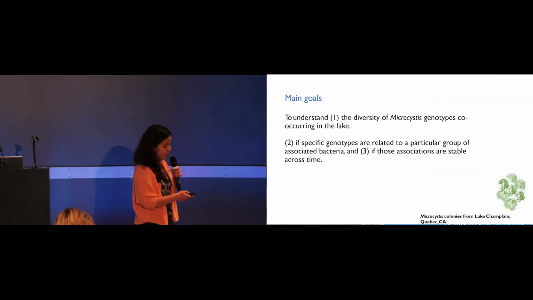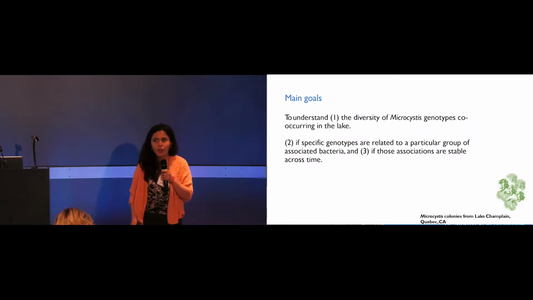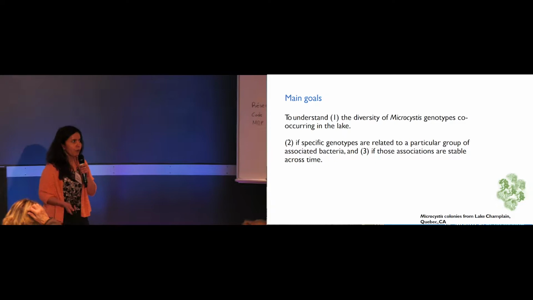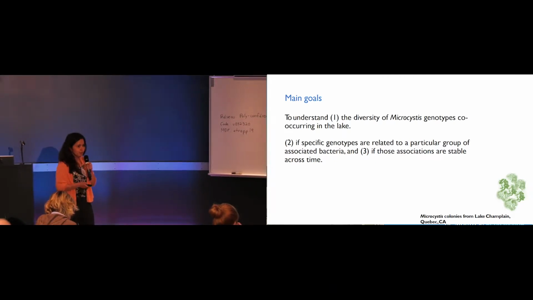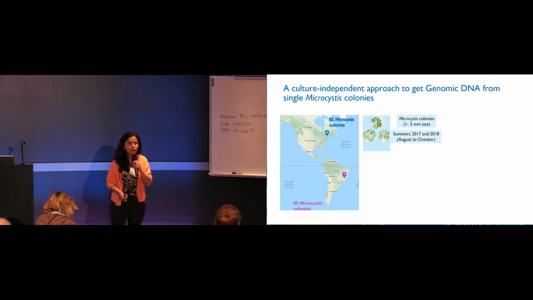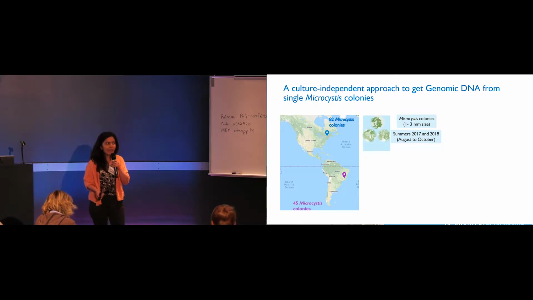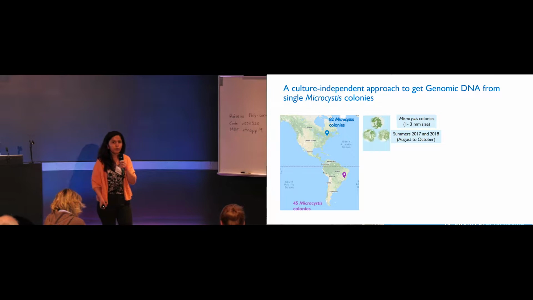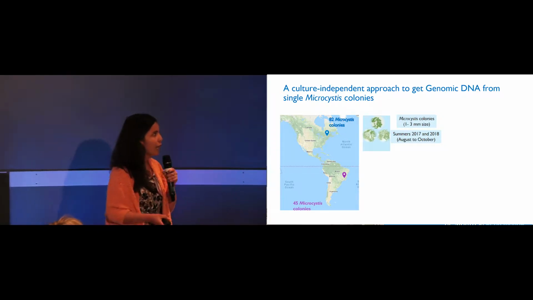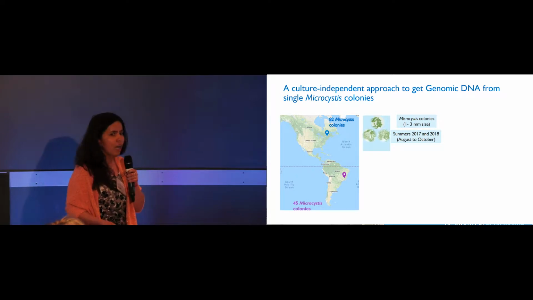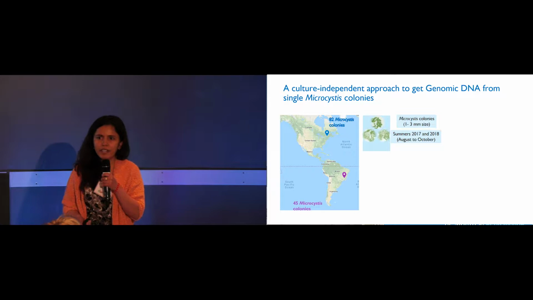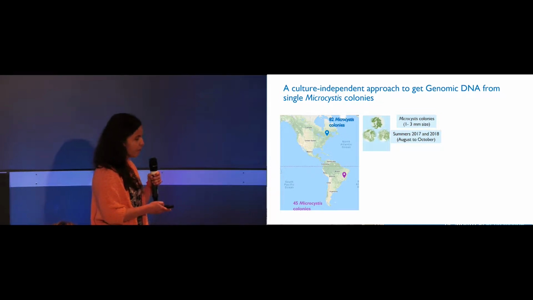So essentially, using colonies of Microcystis that we can recover from Lake Champlain and also from Brazil, and using genomics, we want to understand the diversity of Microcystis genotypes occurring in the lake. We also want to know if specific genotypes of Microcystis are related to particular associated bacteria, and if those associations between Microcystis and the associated bacteria are stable across time.